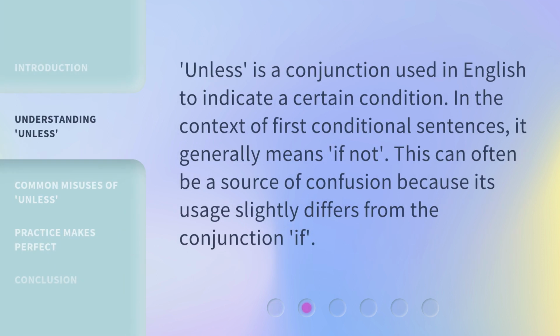Unless is a conjunction used in English to indicate a certain condition. In the context of first conditional sentences, it generally means, if not. This can often be a source of confusion because its usage slightly differs from the conjunction, if.